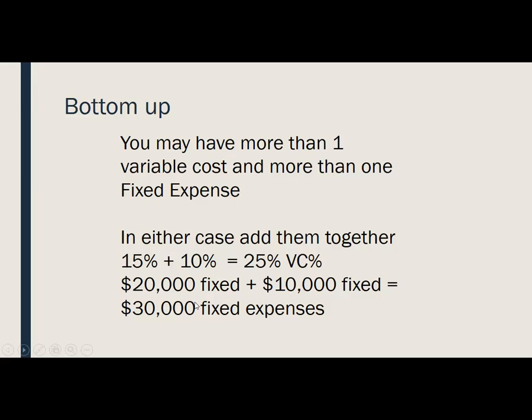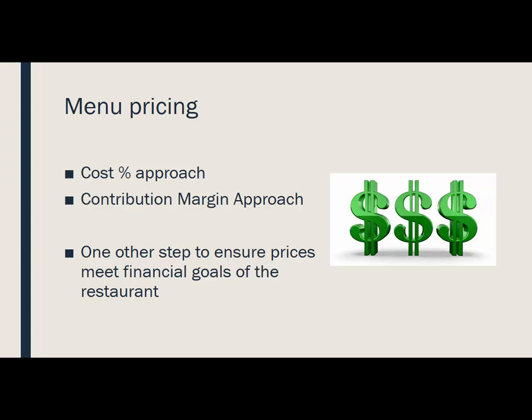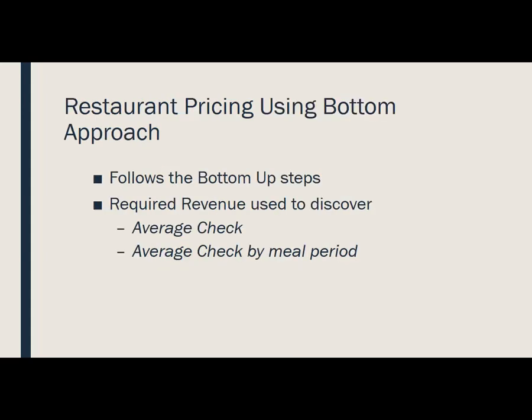So now let's make this a bit clearer by going through a restaurant bottom-up example. So we've talked about how menu pricing can be set by a cost percentage approach, by a contribution margin approach. We talked about the cost factor. We could also go ahead and use the bottom-up approach to figure out what we need to make, what our required revenues are, to then figure out an average check. So restaurant pricing using bottom-up, we follow the same bottom-up steps, but then we use the required revenue to discover our average check and also an average check by meal period.